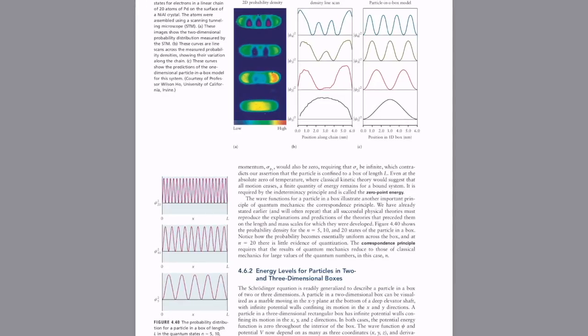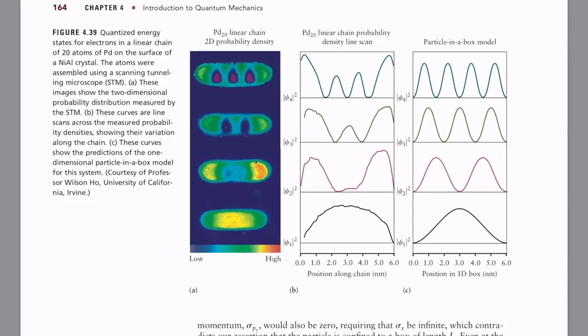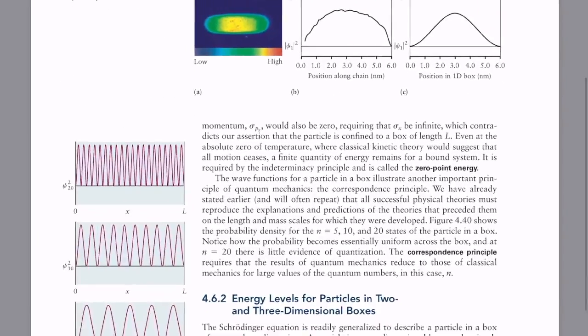Here we have experimental evidence that indeed, if you have a small wire, you get these discrete energy levels, and you get here the probability distributions, or the wave function.